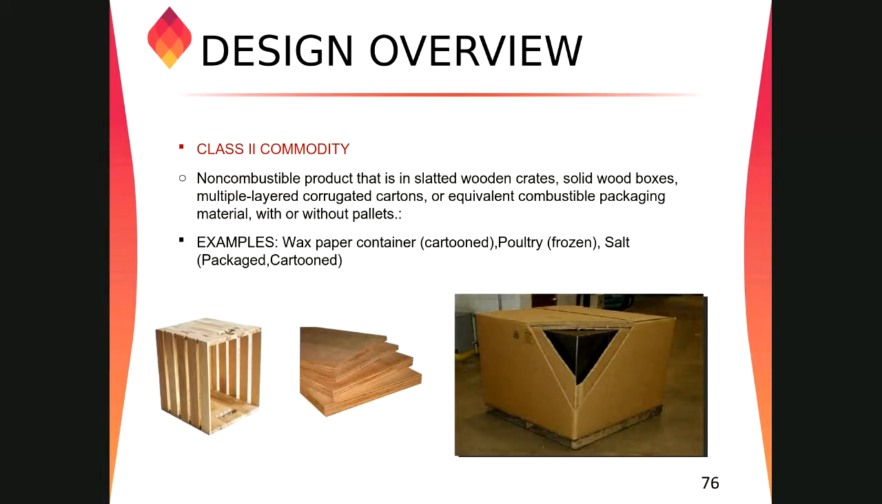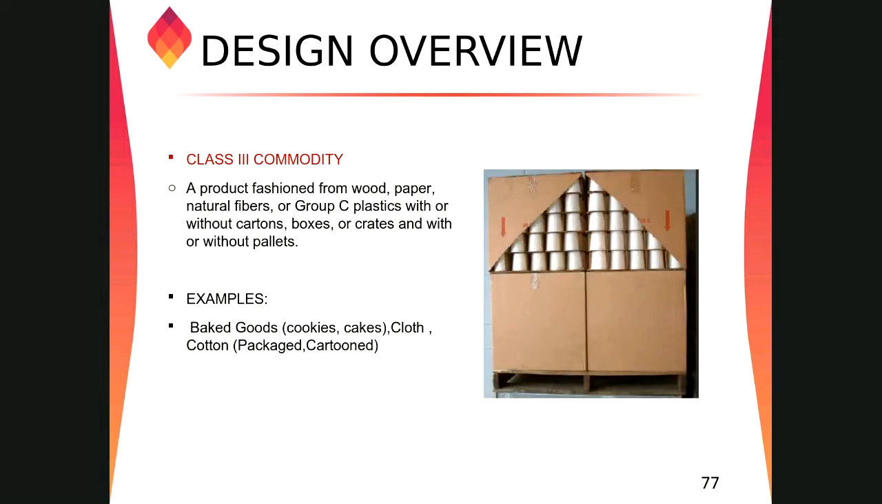So class 2 commodities is more combustible than class 1 commodities, and class 3 commodity is more combustible than class 2 commodities. Now if we come back to class 3 commodities, right? Here we have a product which is fashioned from wood, paper, natural fiber, or group C plastic. So class 3 commodity can keep some amount of group C plastic also. Now how to keep those group C plastic here, we'll discuss that one.